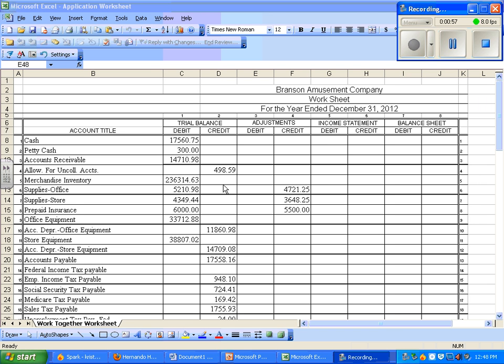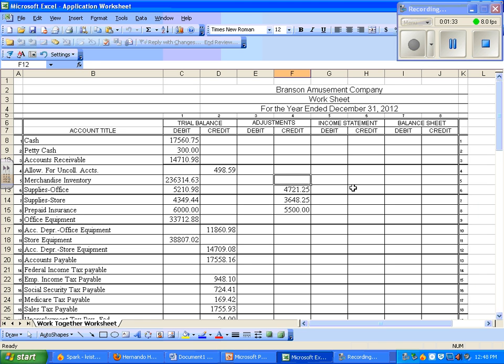So you've got to ask yourself, what is the balance at the beginning and what is the balance at the end? The balance at the end of the period is 226,766.38. So our merchandise inventory actually went down this time. So we're going to take 236,314.63 and we're going to subtract 226,766.38. And that's going to give us an adjustment of $9,548.25.